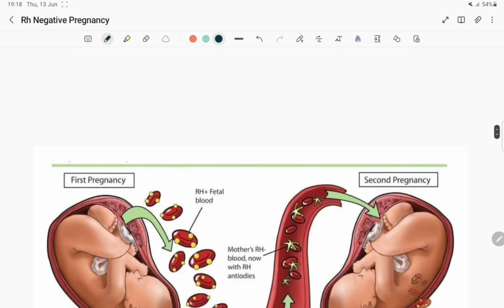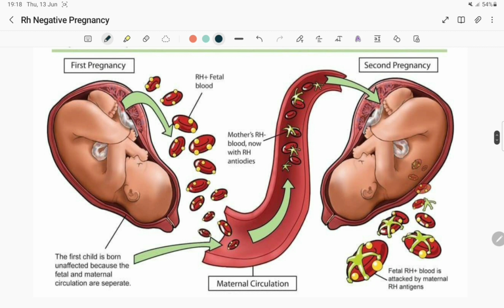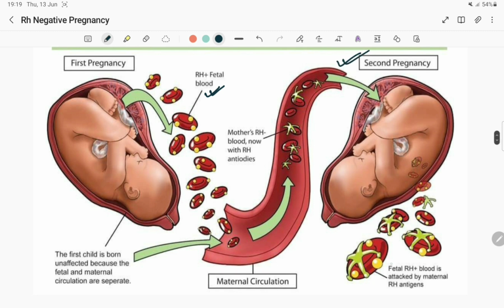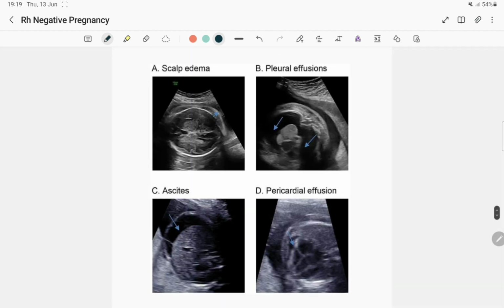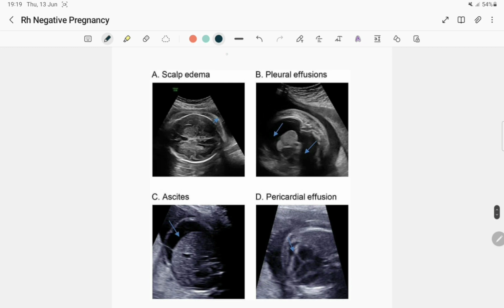Once again, going to another diagram, right? So in the first pregnancy, this is Rh positive fetal blood, which is coming in contact with the maternal circulation, but nothing happens in the first pregnancy. But in the subsequent second pregnancy that you see, fetal Rh positive blood is then attacked by maternal antibodies, because they have now crossed back into the fetus, right? Now, this is just a USG depiction of hydrops fetalis. Hydrops fetalis on USG can be seen in terms of scalp edema, pleural effusions, ascites, pericardial effusion, right?